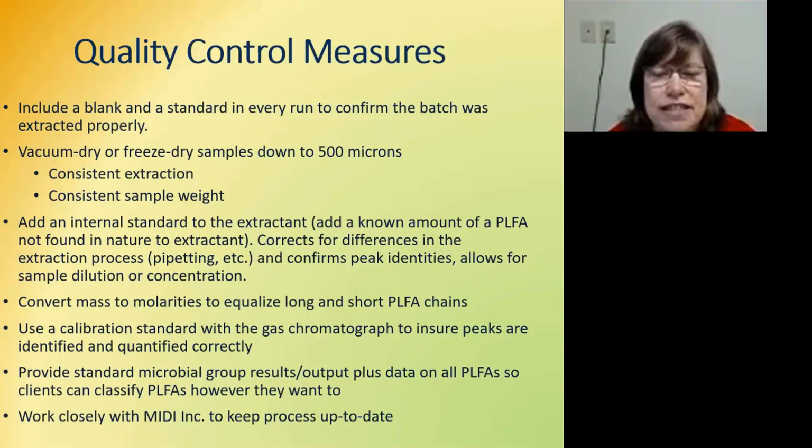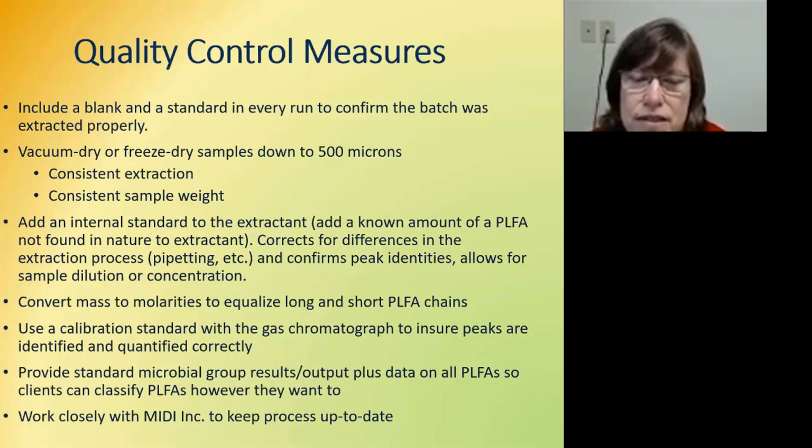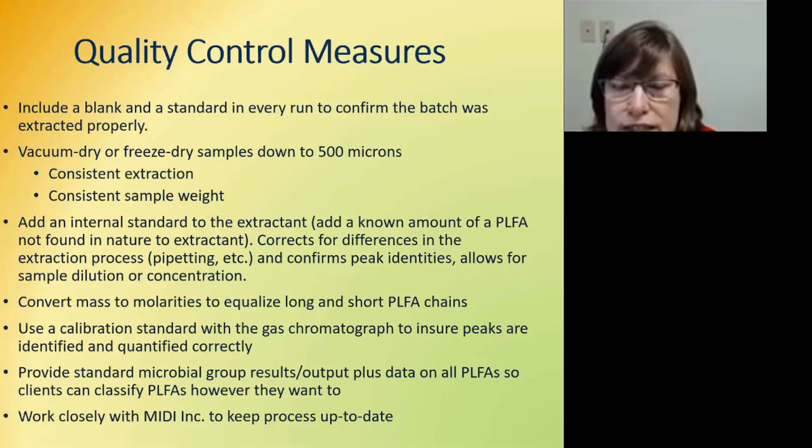We add an internal standard to the extractant, and it's a PLFA that's not found in nature, and it's a known amount. So that corrects for differences in the extraction process. Also, if we need to concentrate or dilute a sample, sometimes there's so much of a PLFA that it's beyond the detection level, so we have to dilute it. And because we have this internal standard in there, that can correct it back to what we know it was in the beginning. It allows us to adjust and be able to run it at a concentration that we can measure it at.